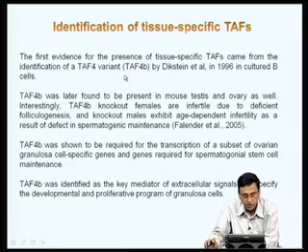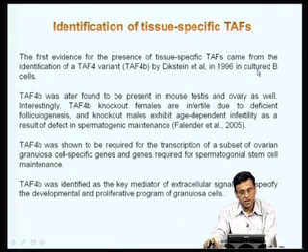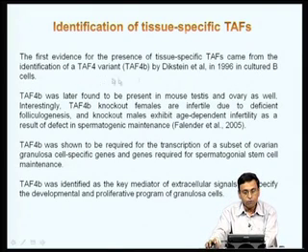But the first evidence for the presence of a tissue specific TAF came from the identification of a TAF4 variant called TAF4B by Dikstein et al. in 1996 in cultured B cells. Now, TAF4B was later found to be present in mouse testis and ovary as well, and when you knock out this TAF4B gene, the females became infertile due to deficient folliculogenesis, and males exhibited age dependent infertility as a result of defects in spermatogenic maintenance.